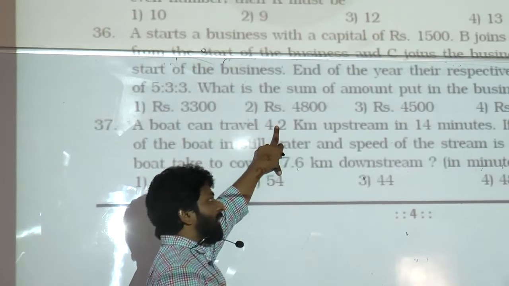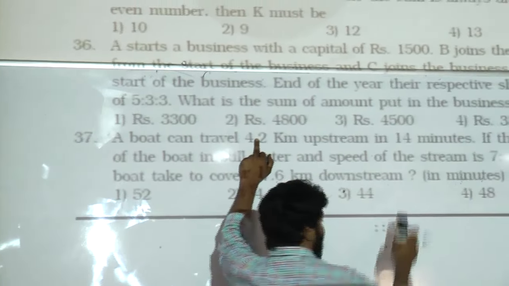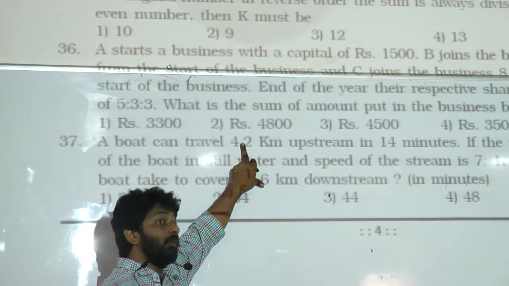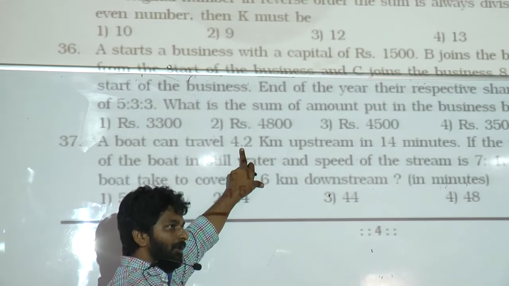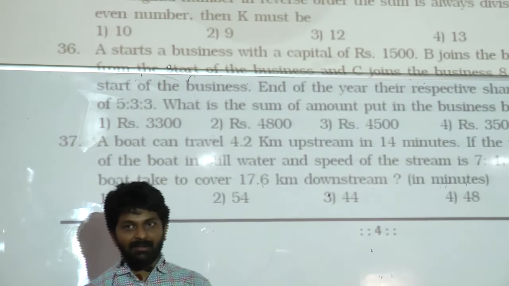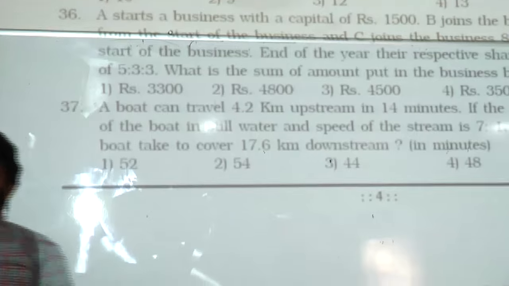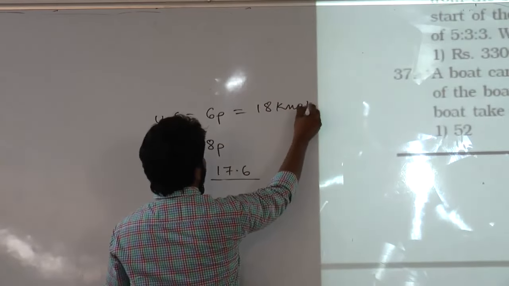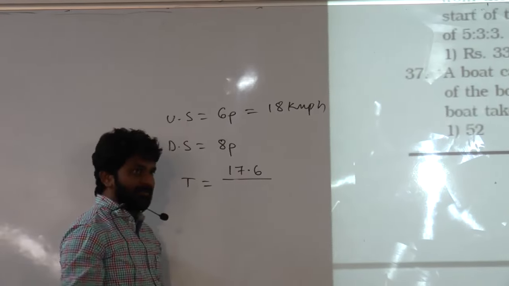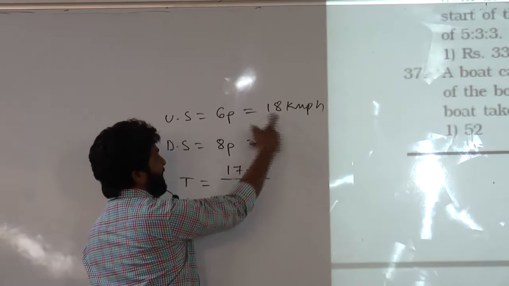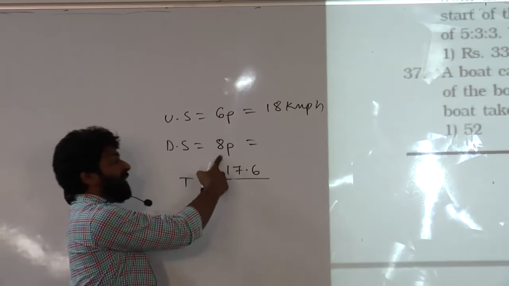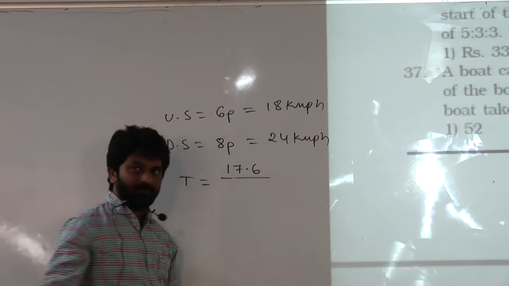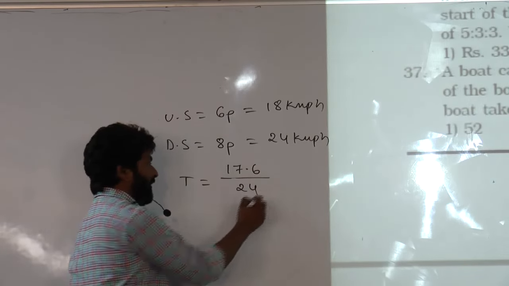Right. In the same ratio, per hour means 60 minutes. In 60 minutes, he can cover 180. But we have 4.2, not 42, right? So that cannot be 180. That will be 18 kilometers per hour. So upstream speed is equal to 18 kilometers per hour, which is 6 parts. If 6 parts is 18, each part is 3, right? Downstream speed is 8 parts. 8 times 3 is 24 kilometers per hour. 17.6 divided by 24.